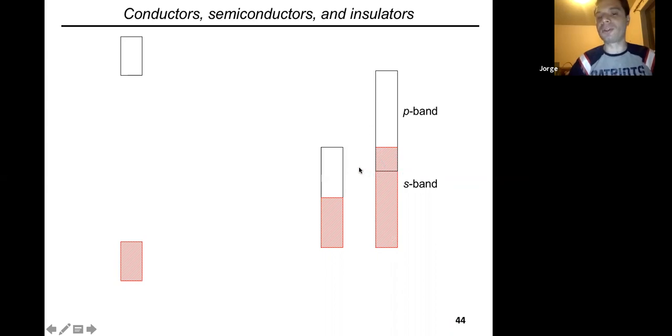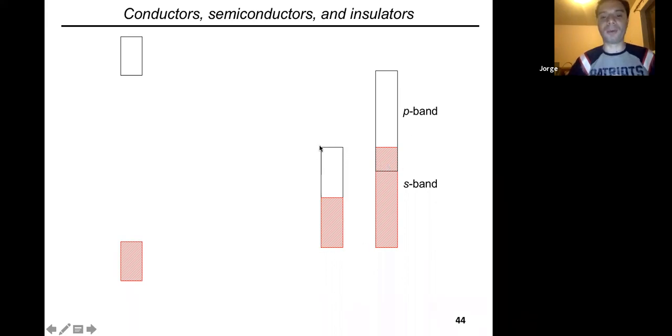So once the electron reaches this material, is there any empty band or empty space that the electron can move freely? So in this case, the answer is yes, because there is an overlap with an empty p-band here. So the electrons can move through the empty band and get to the other side, okay? So therefore, this first one is a conductor.